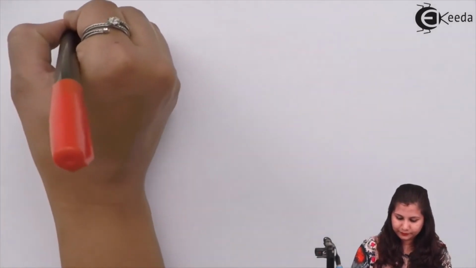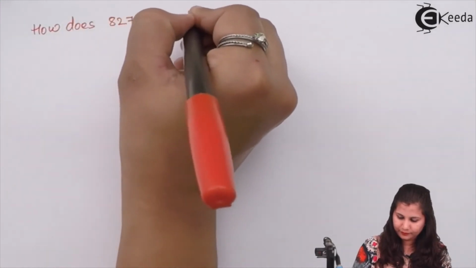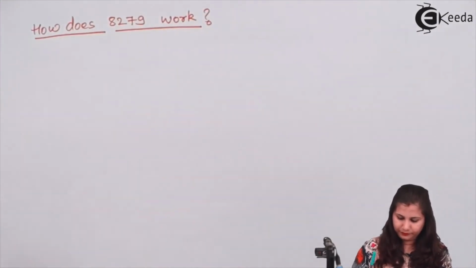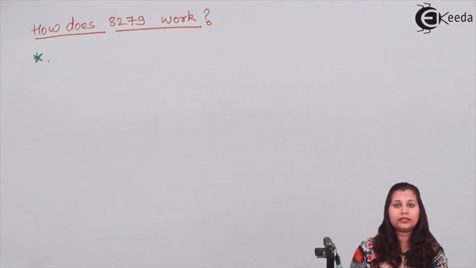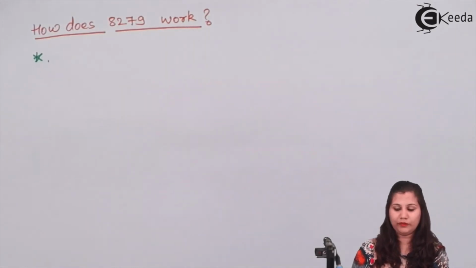Now let us come to the topic of how the 8279 works: how it scans the keyboard and how it is going to send the response of the key to the CPU. The 8279 interfaces the keyboard and the display devices with the CPU. If we see a simple keyboard, it consists of 64 keys, and these 64 keys are interfaced with the CPU.